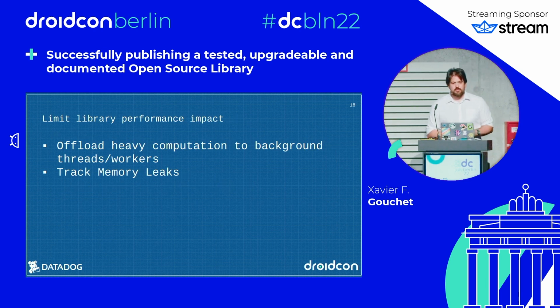So one of the first things is to make sure that you limit the library performance impact. You need to offload heavy computation to either background threads or even workers. The WorkManager library is very useful for this, because you can say, I have this work to be done, but I don't need it done right now. I want it done whenever I have enough battery, or when the device is idle, or when I have network, or you can give your own rules and say, just do this whenever you can, and the OS is going to spawn the worker and make it work whenever it's most relevant.